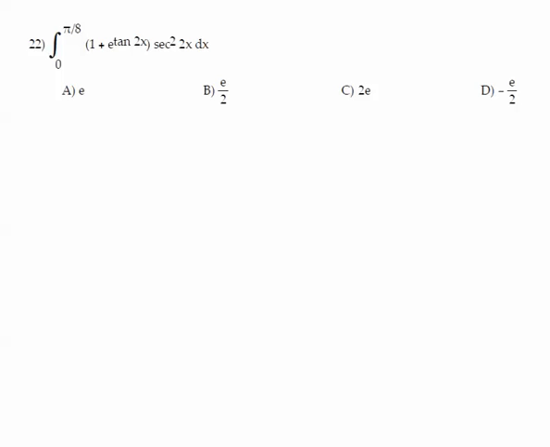With problem number 22, we have the integral from 0 to pi over 8 of the quantity 1 plus e to the tan of 2x times secant square of 2x dx. And what we're looking for is function composition, first of all. And do we see a function composition? Well, we have a couple of function compositions here. You have e to the tan of 2x, and you'll also have secant square of 2x.